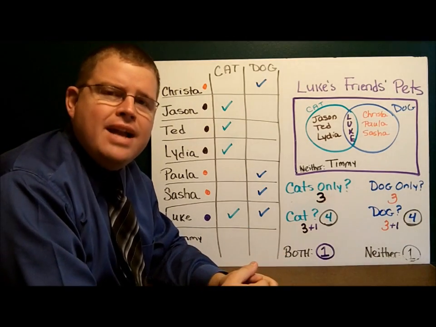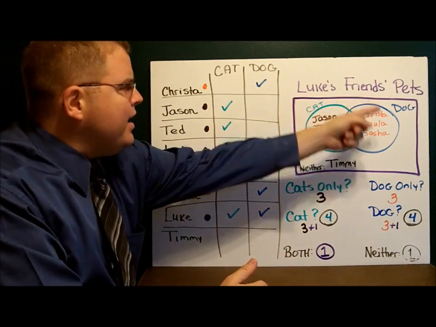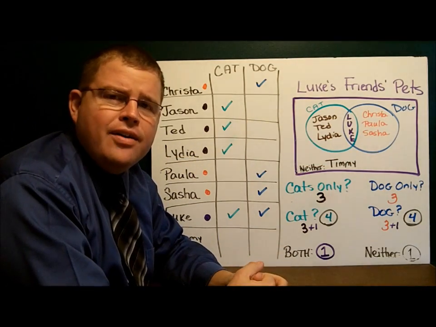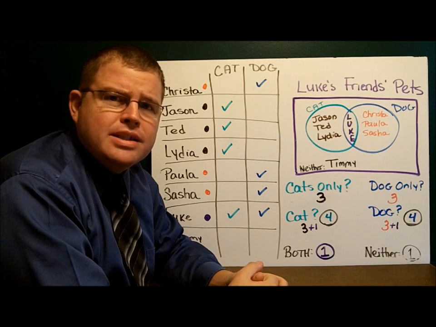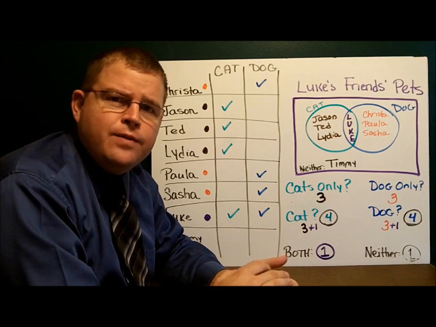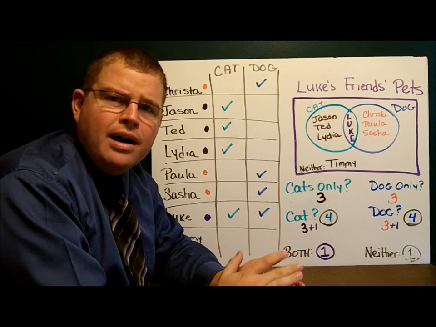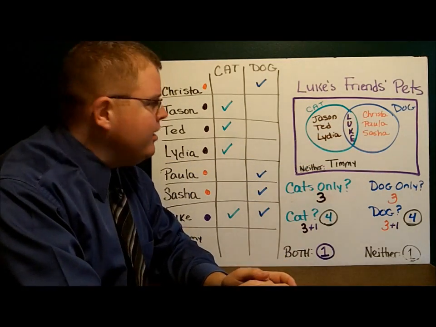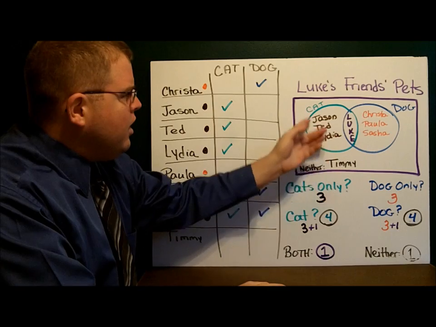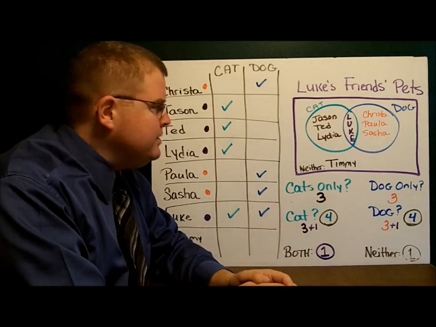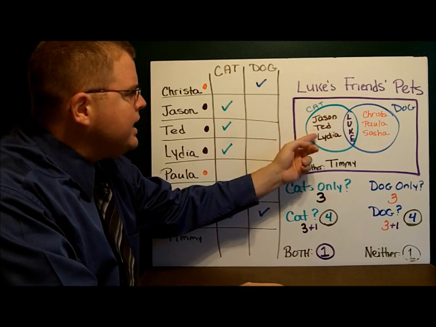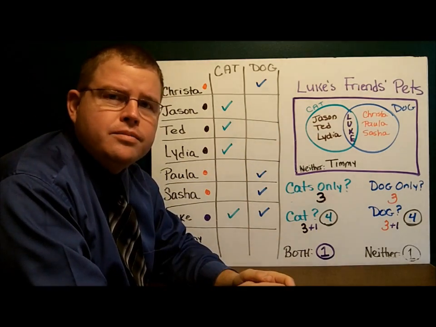He creates a Venn diagram. Venn diagram has a box, and the box is titled. It's important that your Venn diagram has a title, and the box is what we call the universe. All of his friends will go into that box somewhere, either in one of the circles or outside of it. In the green circle are the people who have cats. We had Jason, Ted, and Lydia who have only cats. They go in the green circle.